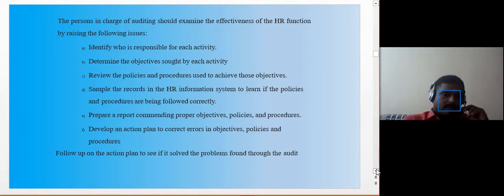Prepare a report commending proper objectives, policies and procedures. Develop an action plan to correct errors in objectives, policies and procedures.